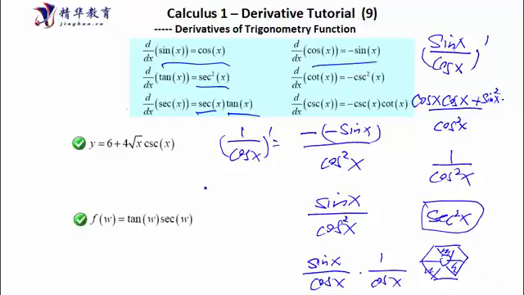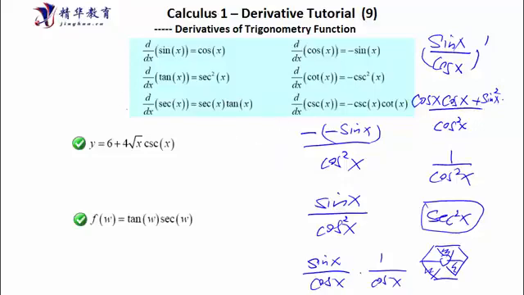So my point is you don't have to remember these identities. It's good to remember them, but if you don't, don't panic. On the exam, you still have a chance to figure this out by yourself. Make sense?